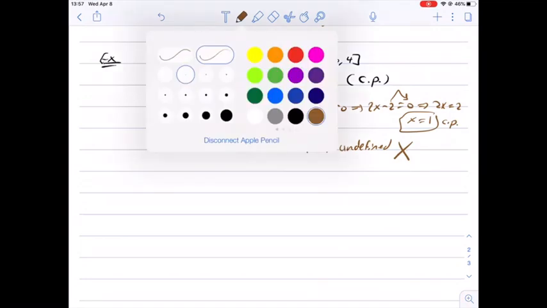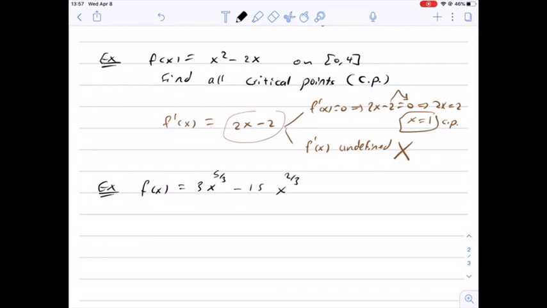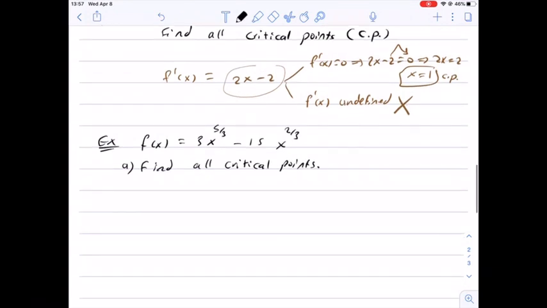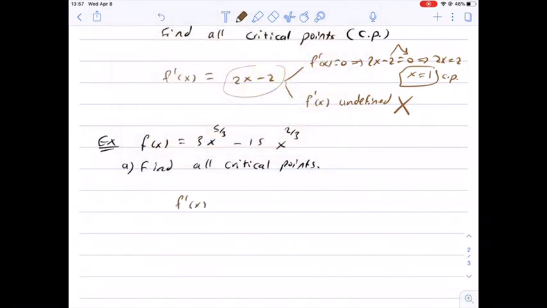So we only have one critical point. Now let's take another example. Now if f of x equals 3x to the power 5/3 minus 15x to the power 2/3, we want to find all critical points. Let's find all critical points first. So we find the derivative. What is the derivative of this?